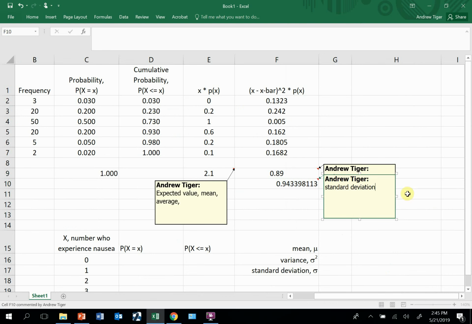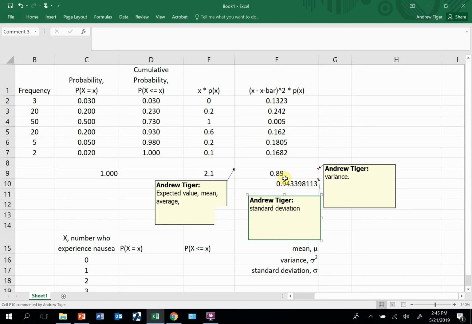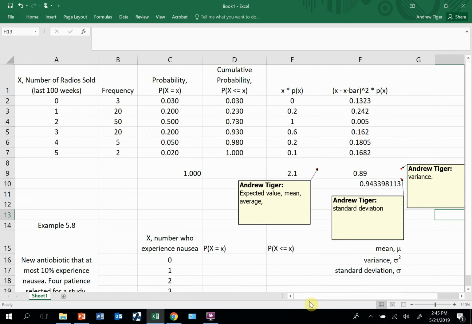Standard deviation and variance are always related. If you know one, you know the other. The standard deviation is the square root of the variance, or if I take that and square it, that's what I would get. Okay. Now let's move on to example 5.8 in the binomial distribution. Remember what the binomial distribution is.